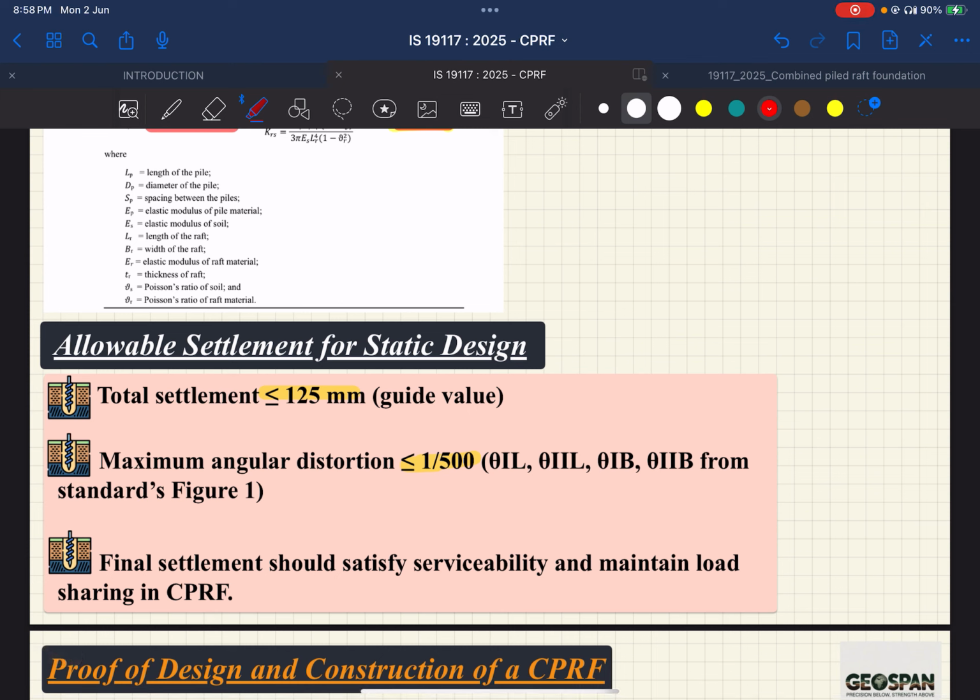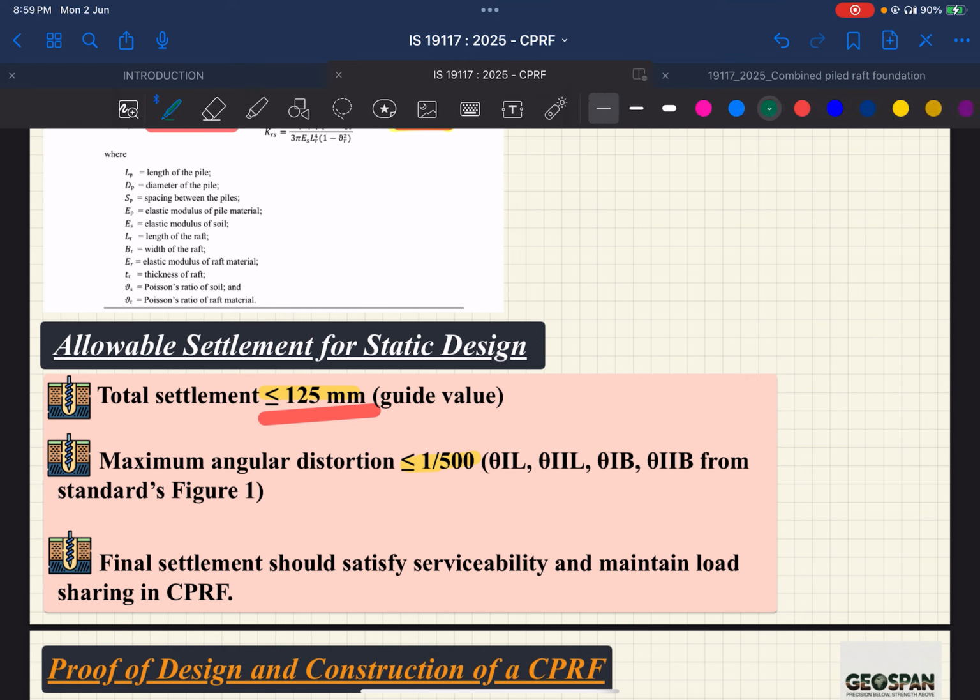Now, let's discuss the allowable settlement for static design. For a combined pile raft foundation system, the total settlement under gravity should generally be restricted to 1 to 5 mm, and the total settlement should be less than or equal to 125 mm. In the same way, the maximum angular distortion should also be less than or equal to 1 by 500.